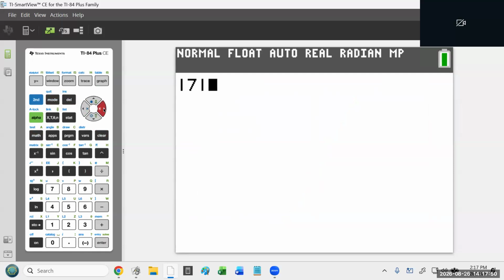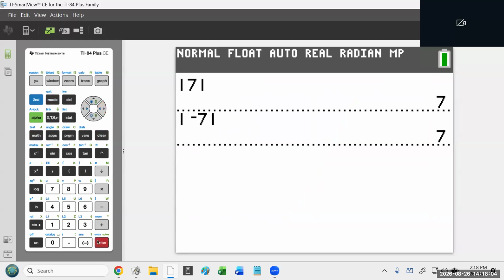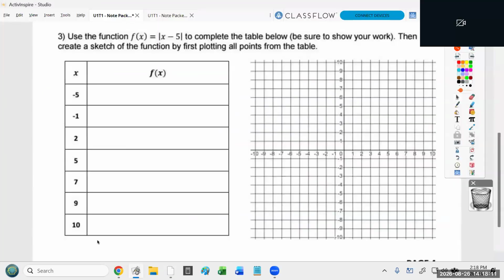There we go. I'm asking the calculator, how far is 7 from 0? And the calculator will say, well, 7 away. And if I say, well, what about the absolute value of -7? Well, if you're back at -7, you're still 7 units away from 0. So in many ways, it just says ignore the negative. Okay? Now, in this particular problem, we're trying to graph the absolute value of x minus 5.